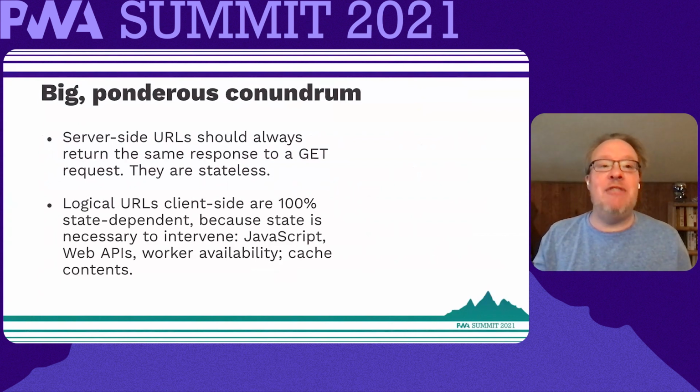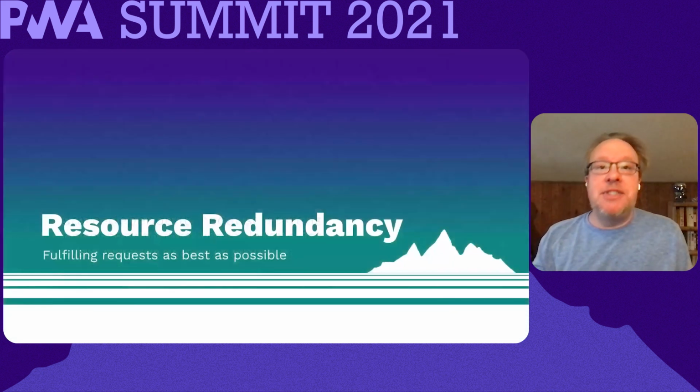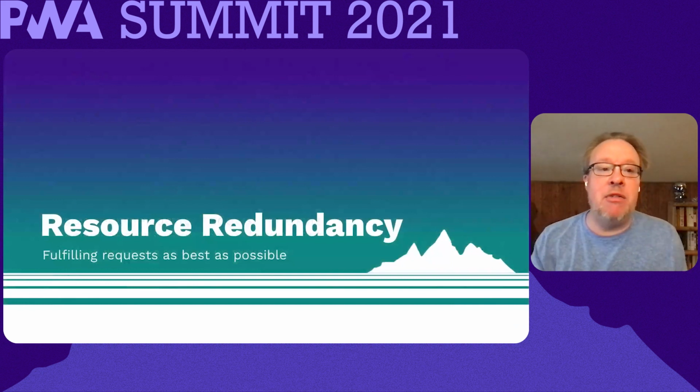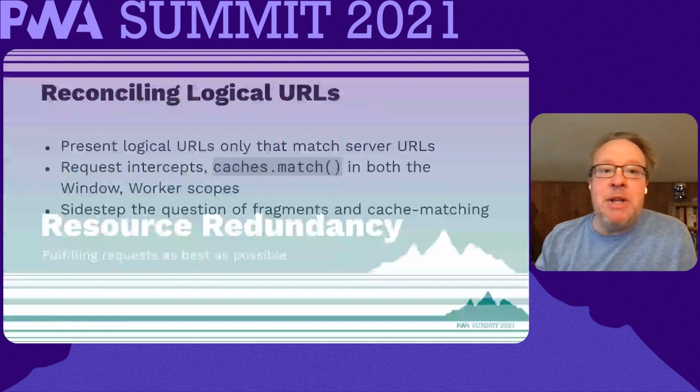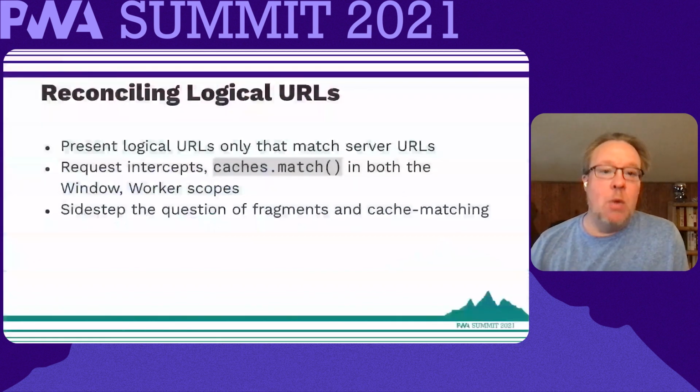So the question that we have, and that we're working towards some more workable solutions, is how do we address this conundrum? And the way that we've kind of gotten to that is to talk about resource redundancy and doing our best to fulfill requests from all clients as best as possible given a particular set of networking conditions. That means reconciling our logical URLs. We want to present logical URLs that only match server URLs. We want to do all of our request intercepts and caches match in both the window and the worker scopes.